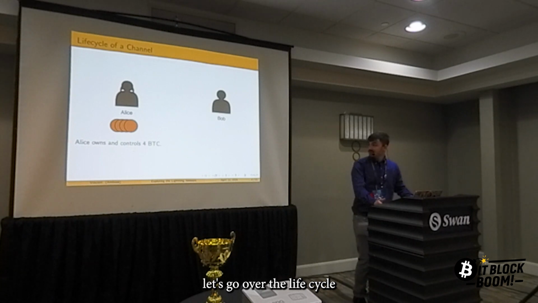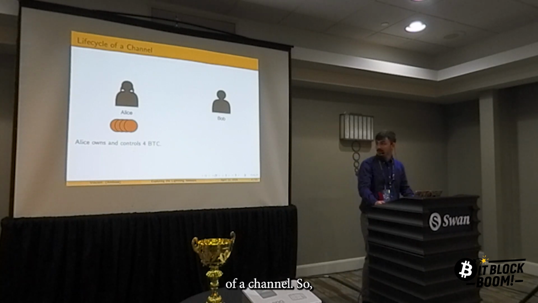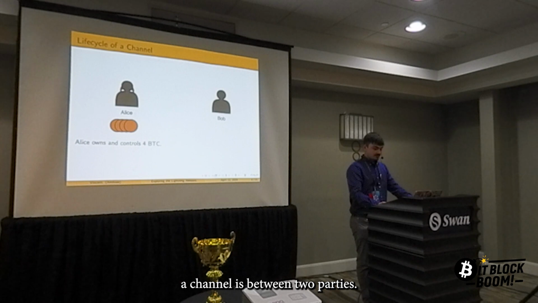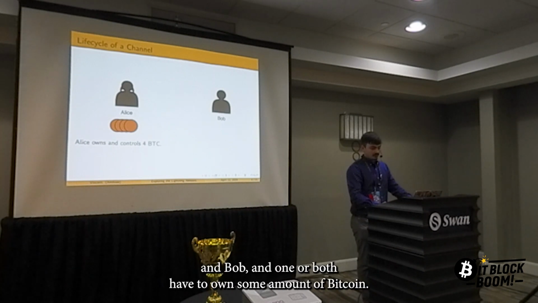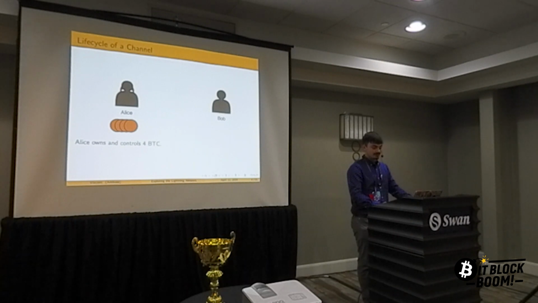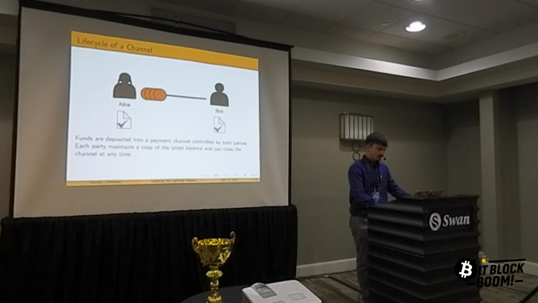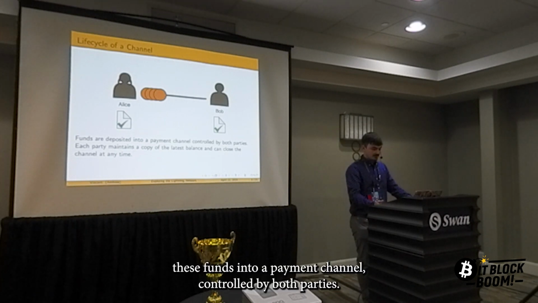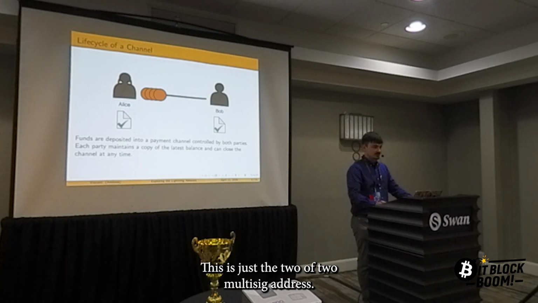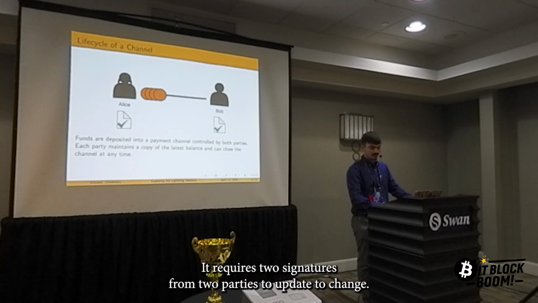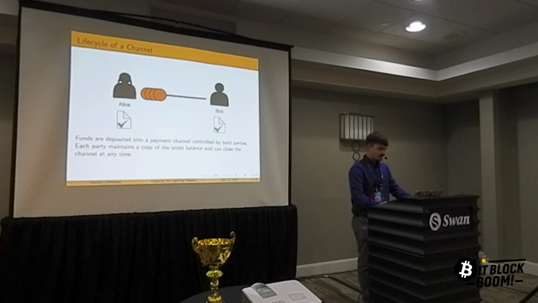Let's go over the life cycle of a channel. So a channel is between two parties. In this case, it's Alice and Bob, and one or both have to own some amount of Bitcoin. So in this case, Alice owns and controls 4 Bitcoin. She'll deposit these funds into a payment channel controlled by both parties. This is just a 2 of 2 multi-sig address. It requires 2 signatures from 2 parties to update, to change.